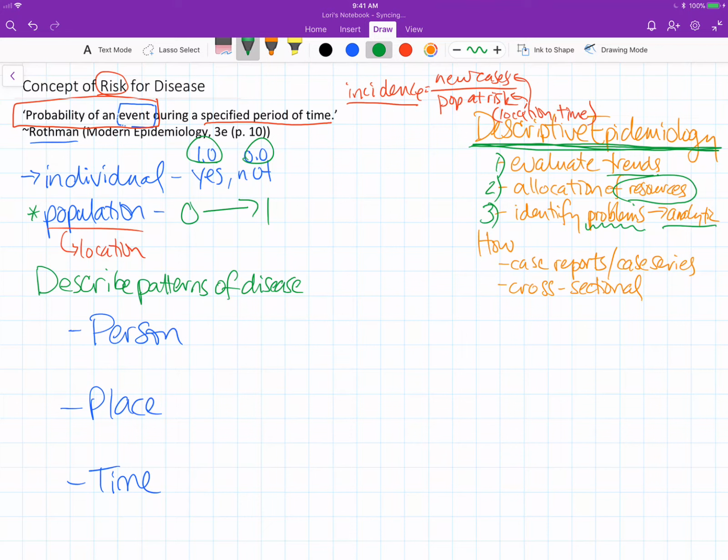So in descriptive epidemiology, we do the first part of that. We say, well, where should we start? So descriptive epidemiology can be really used in a variety of different ways. We will probably focus a lot on evaluating trends, but just know that if you're doing any other kinds of public health, where you're looking at policies or environment or social and behavioral, a lot of times the question that we're asking is allocation of resources. We're identifying problems that we want to analyze for etiology. Now, how do we do descriptive epidemiology?